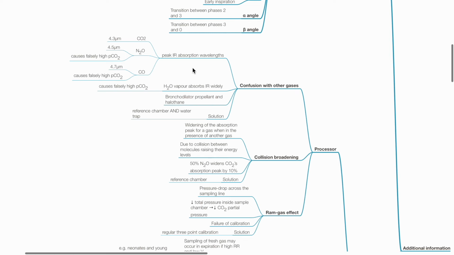Collision broadening is widening of the absorption peak of a gas when in the presence of another gas due to collision between molecules raising their energy levels. 50% nitrous oxide widens CO2's absorption peak by 10%. Solution is by having a reference chamber.